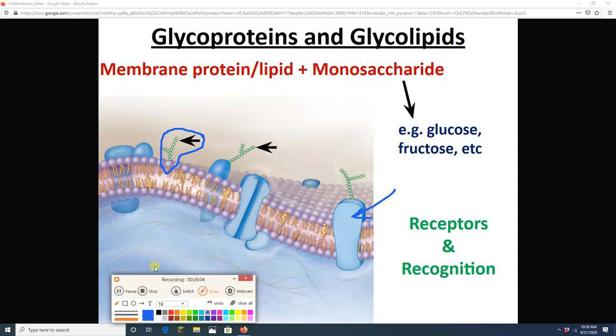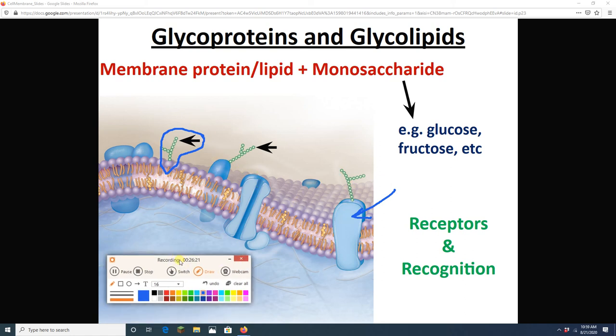Now, the reason you put sugars on is it helps to create better receptors and also for recognition. Your pattern of sugars on the outside of your cells is often used to distinguish your cells from foreign cells.